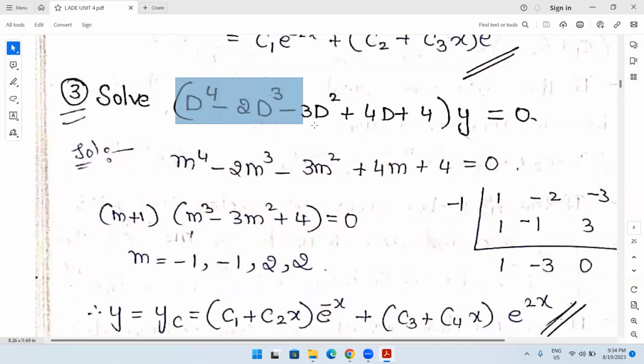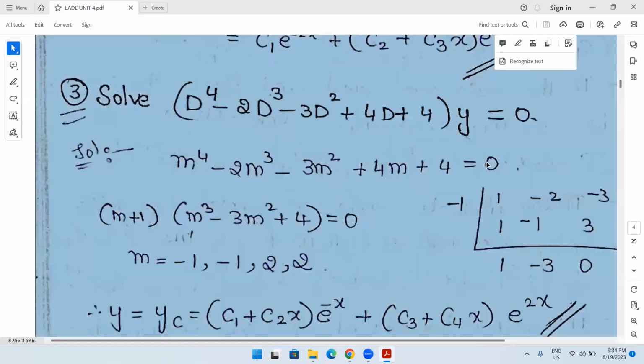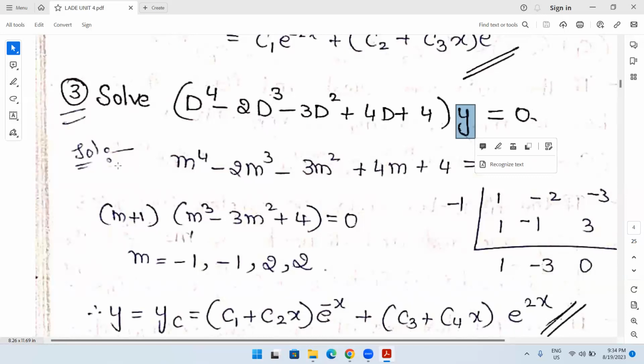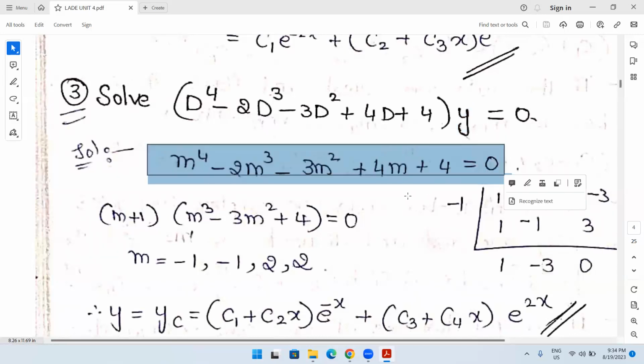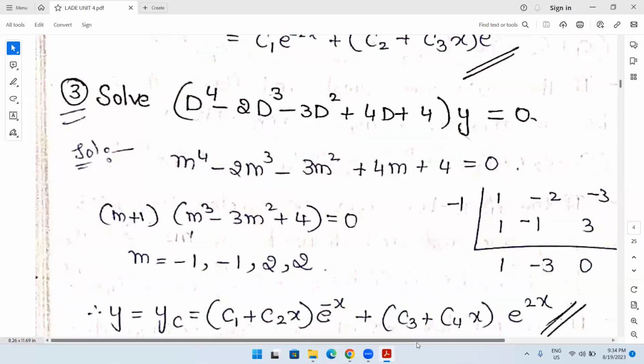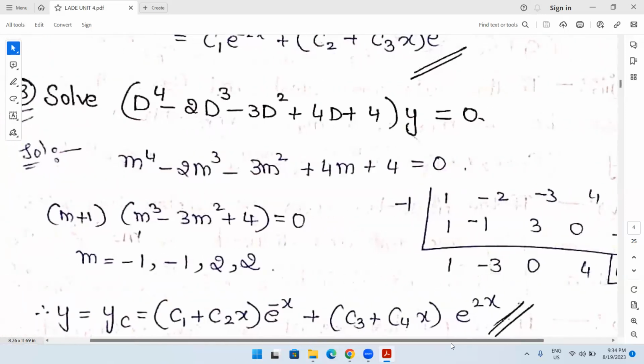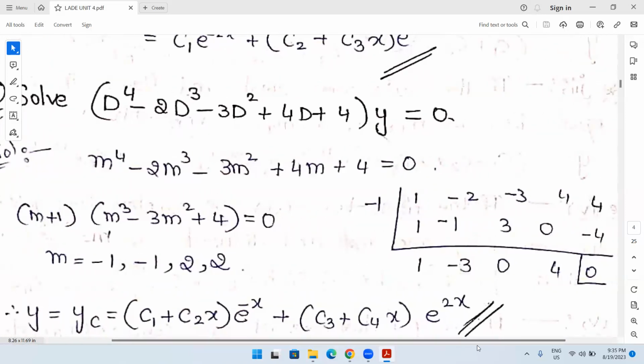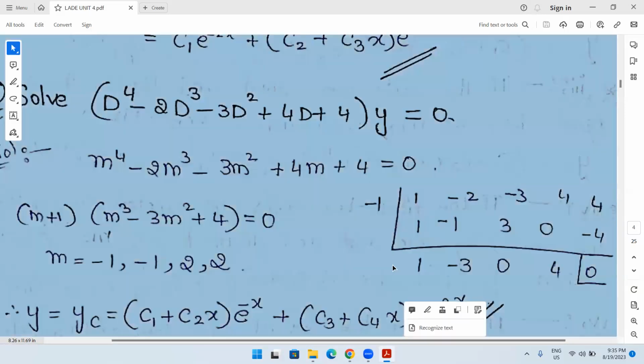M power 4 minus 2m cube minus 3m square plus 4m plus 4 is equal to 0. We ignore y. Okay, so we get this one. Since it is a fourth order, we can find using a calculator. Fourth order also, some calculators can do it, like the fx-991EX version, we can find 4 roots. Anyway, here it's a trial and error method.